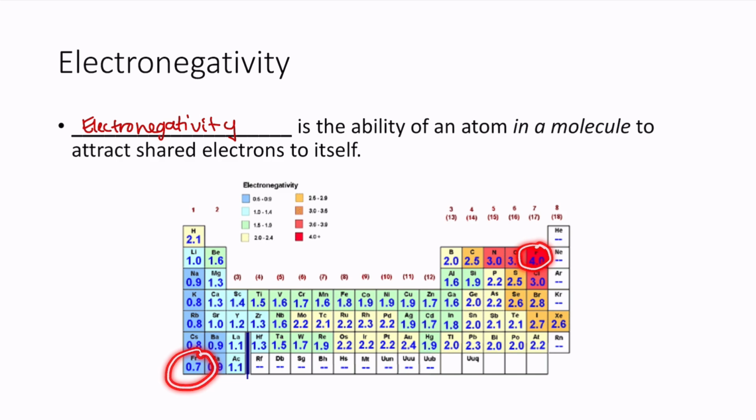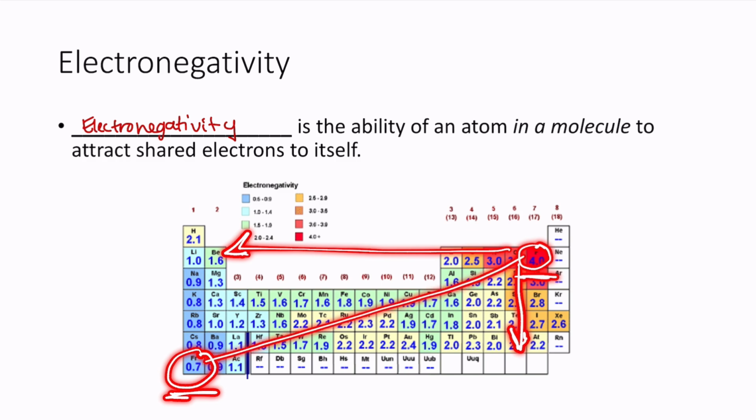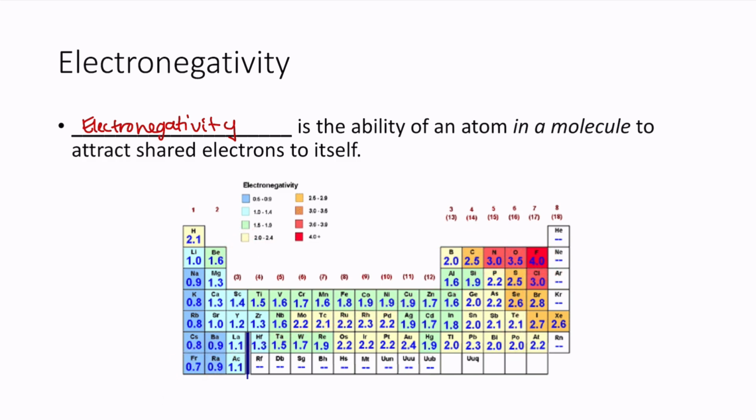Notice that fluorine is the most electronegative, francium is the least electronegative, and electronegativity decreases as you go across the periodic table and down. So a lot of times people will think of it as going in this diagonal direction. It's going to decrease.